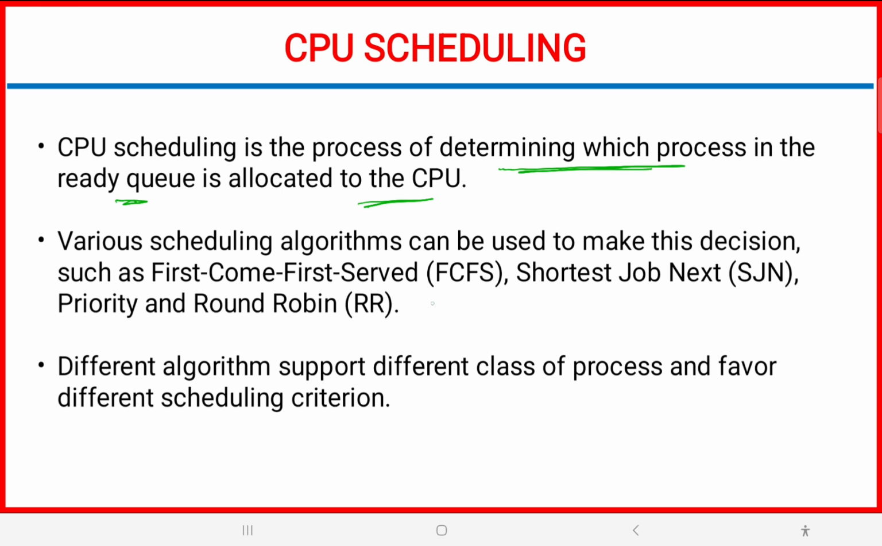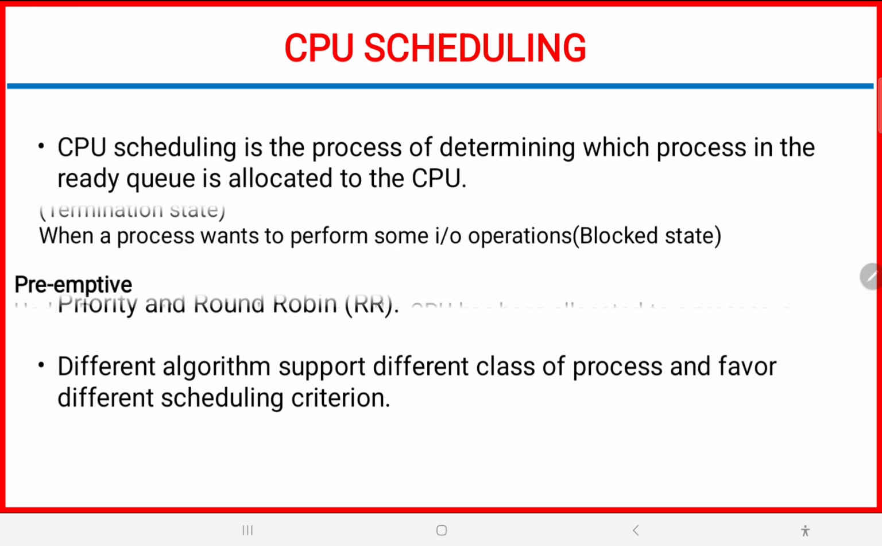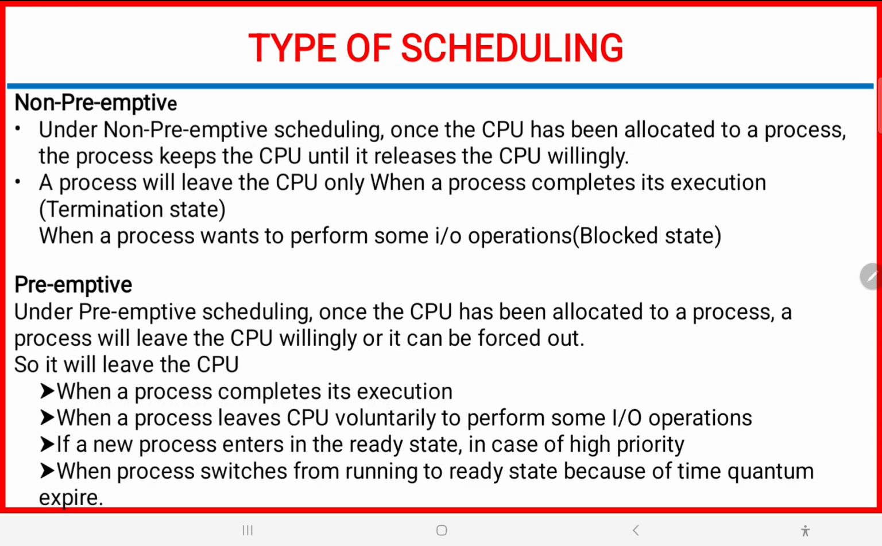The algorithms include, the first one is first come first serve, then we have shortest job next, then we have round robin, as well as priority scheduling. Now different algorithms support different classes of processes and favor different scheduling criteria. So we'll see this in the coming slides. Basically we can divide the scheduling into two categories. The first category is known as non-preemptive scheduling, and the second category is known as preemptive scheduling.